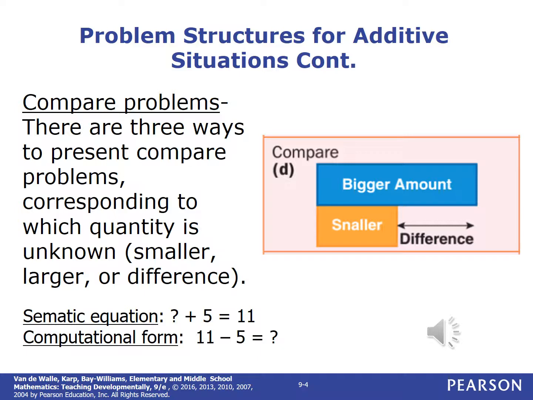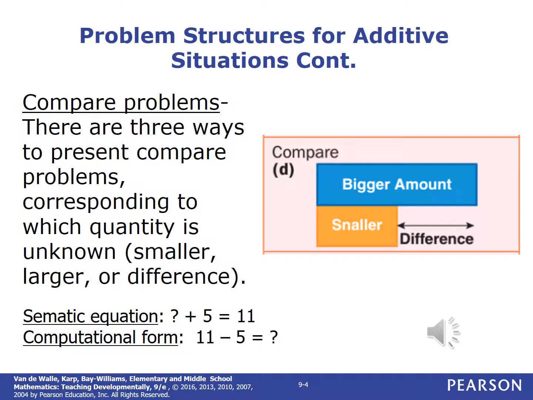I do want to make a note of something that deals with mathematical terminology at this point, and it's the difference between semantic and computational equations. A semantic equation has an unidentified part plus a known part equal to a whole. A computational problem has the two known parts on one side equaling the unknown. And in math, we've often been taught to always put an equation into computational form because we're looking to find what the answer is equal to.